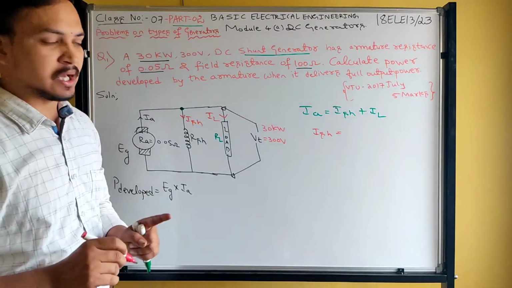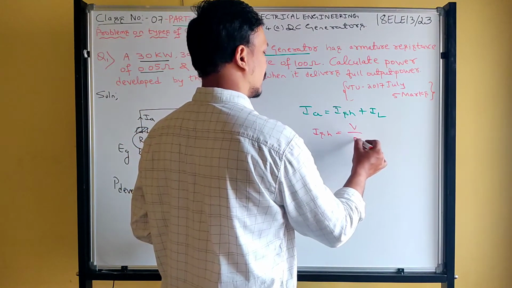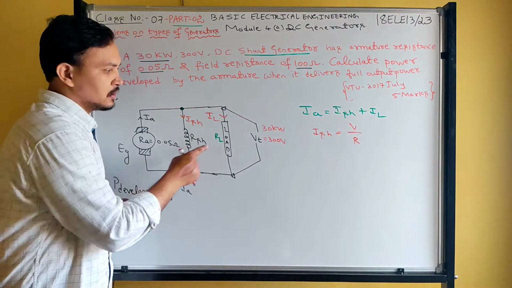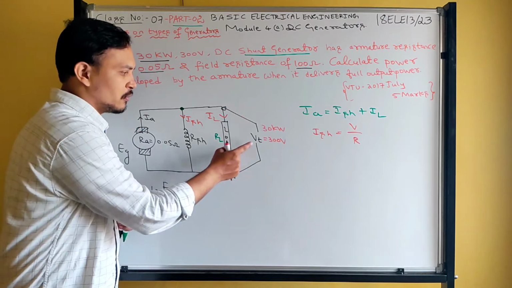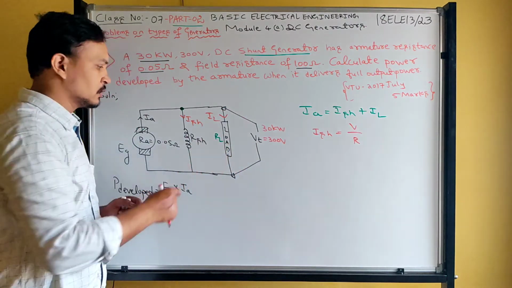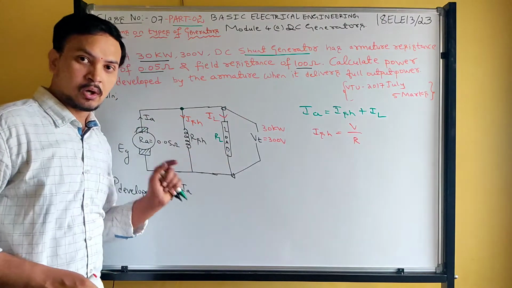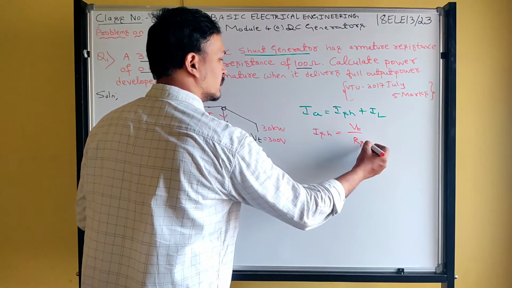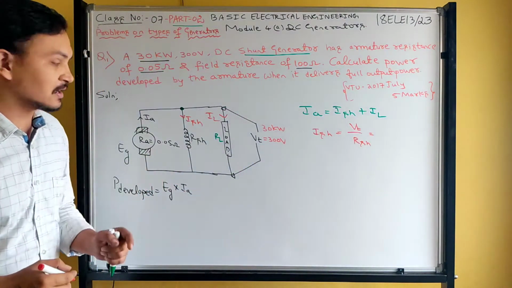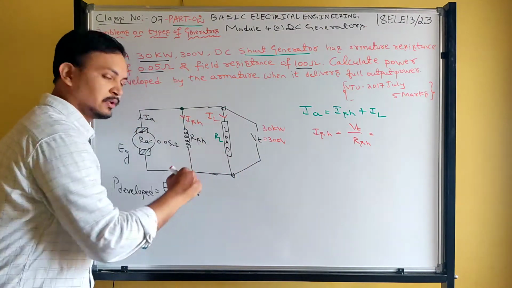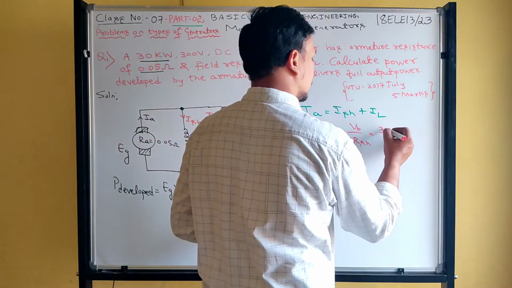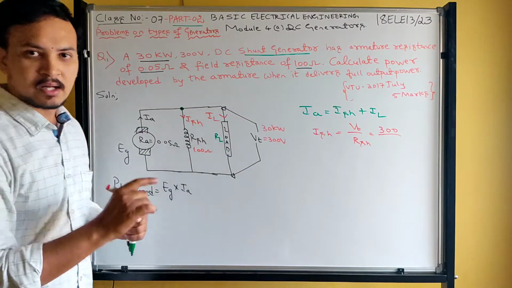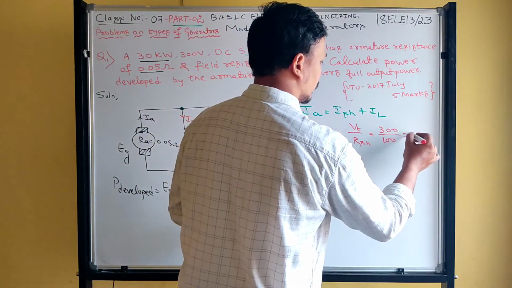What is the current formula according to Ohm's law? I is equal to V by R. Which current am I finding? The shunt field current. So what is the voltage across the shunt field winding? The terminal voltage. These two are connected in parallel, so whatever the voltage across this resistance, the same voltage is across the other resistance also. Therefore, I write ISH equals Vt, the terminal voltage, divided by the shunt field resistance RSH. Vt is 300 volt. What is the shunt field resistance given in the problem? 100 ohm. So 300 by 100, how much? Okay, very good.